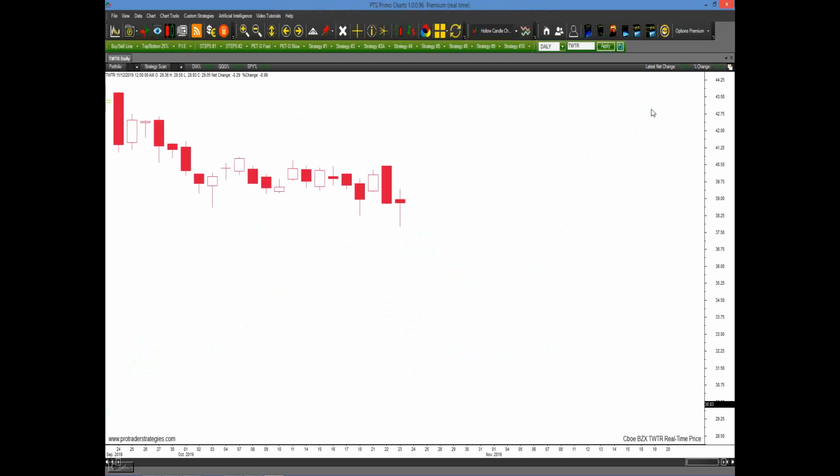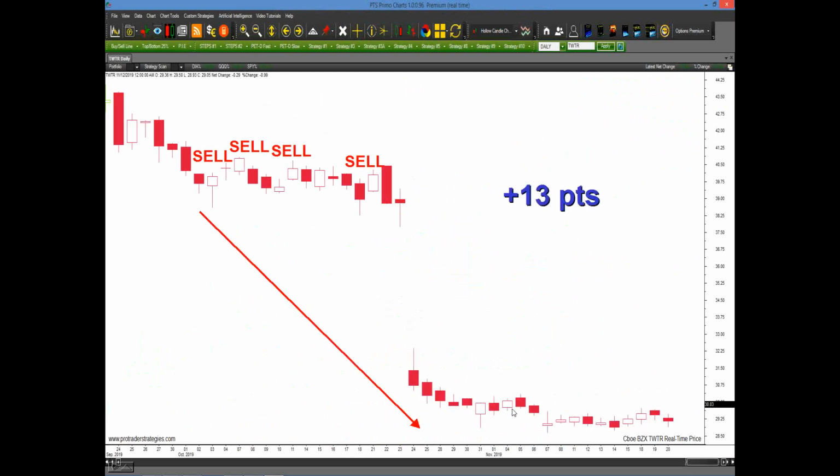How about this example in Twitter? This was in the middle of October coming into this last week in November. You would have scanned and seen that Twitter was colored red. Once you saw that, all you had to do is apply the technique, and look at all the examples here to go short right before a 13-point drop.